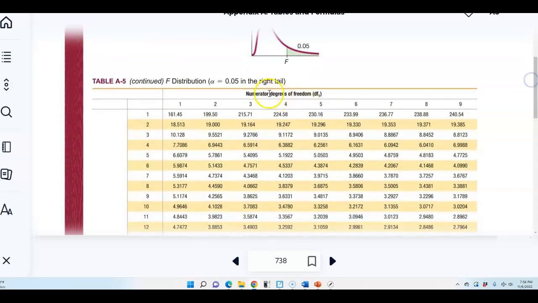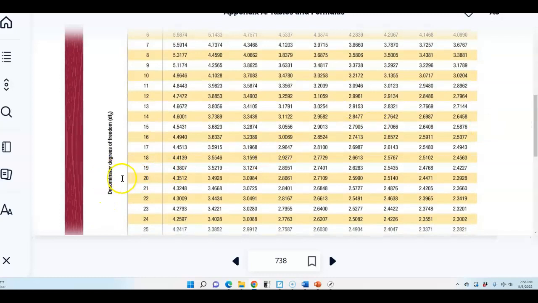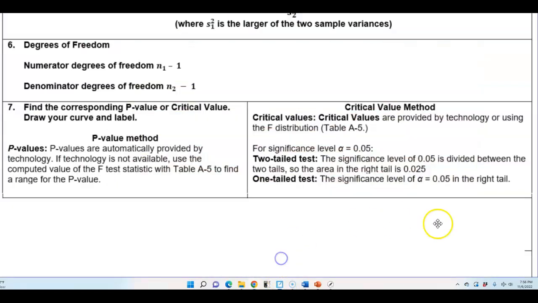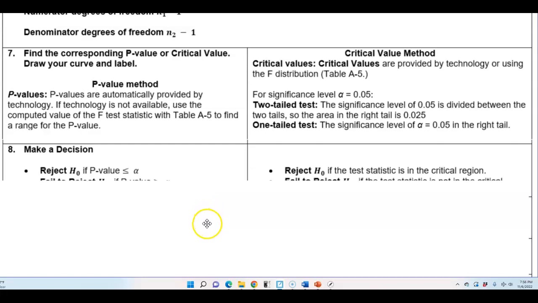Again, we're using 0.025. Now, if we go one more to the right, now we're dealing with alpha equal to 0.05. And again, the row on the top is the numerator degrees of freedom, and on the left here is the denominator degrees of freedom. So again, we would be using those values to find out what the critical value is going to be.